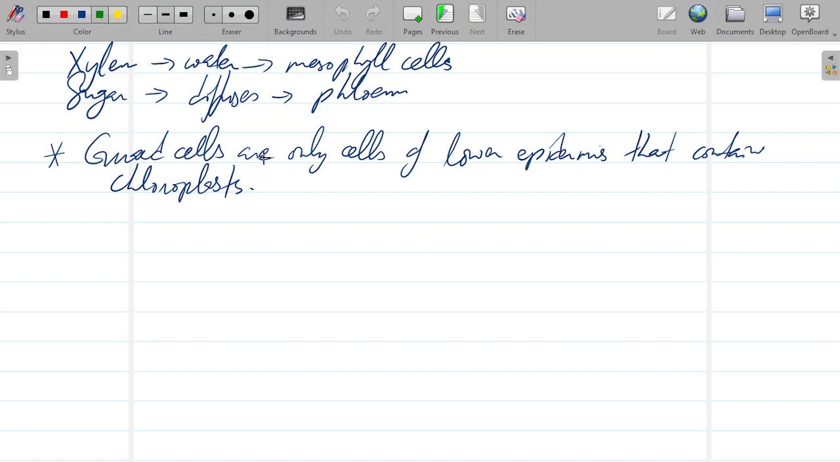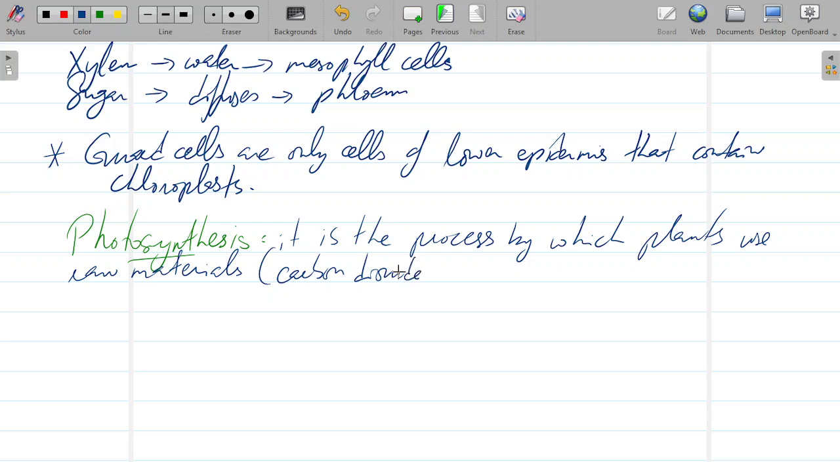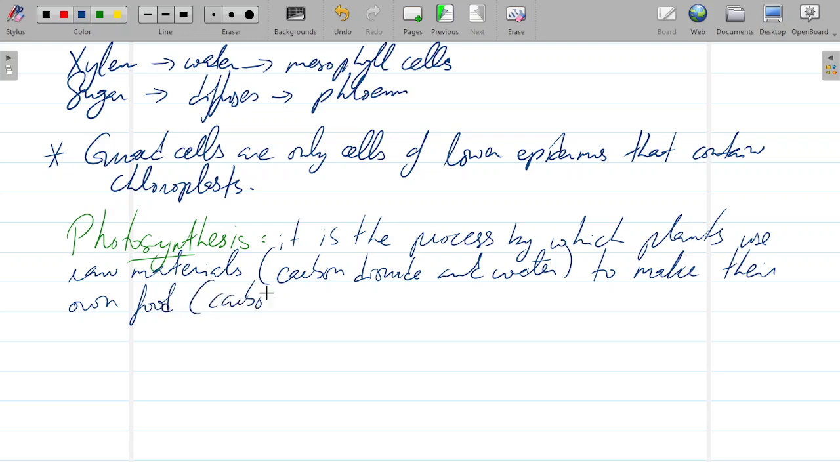Photosynthesis. Right? It is the process by which plants use raw materials, right, which are carbon dioxide and water to make their own food in the form of carbohydrates, primarily glucose.